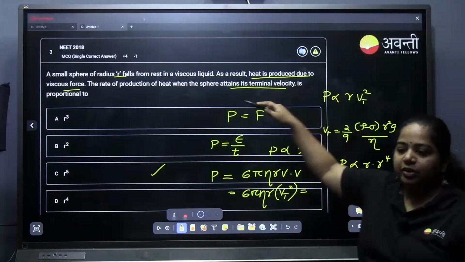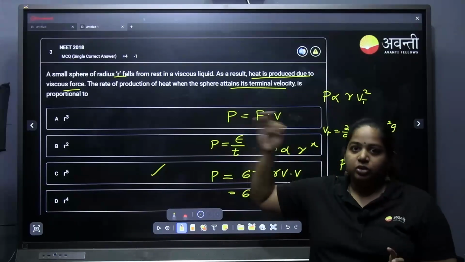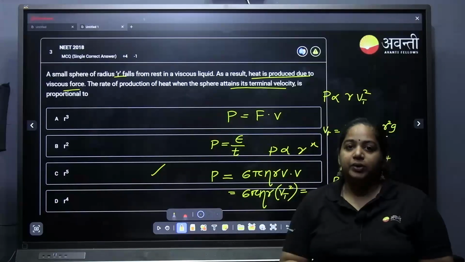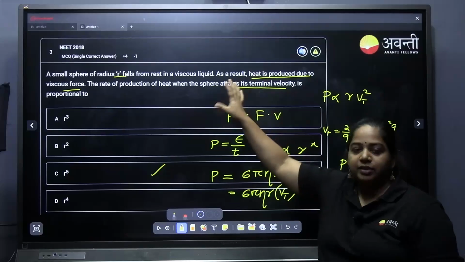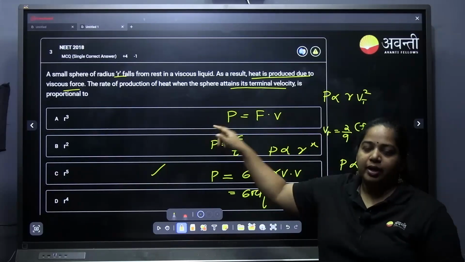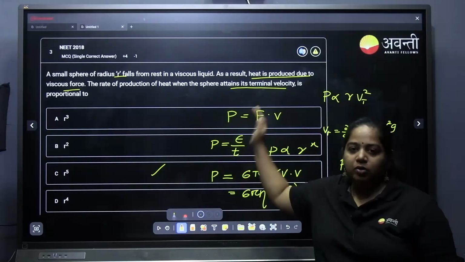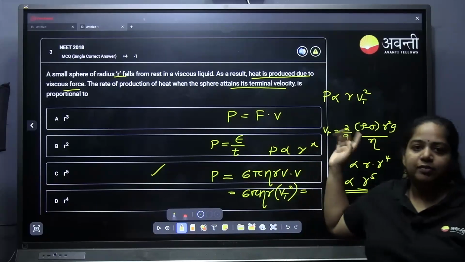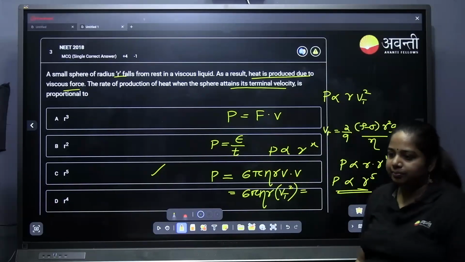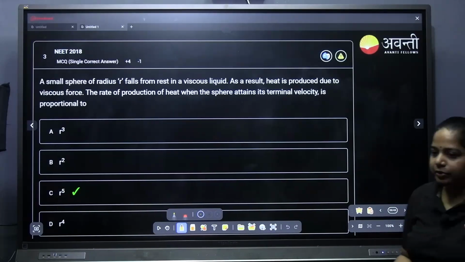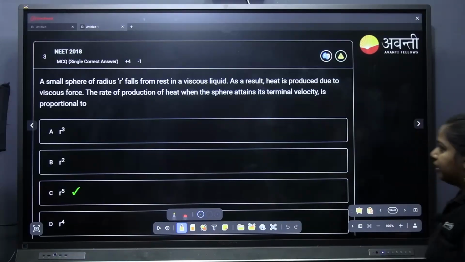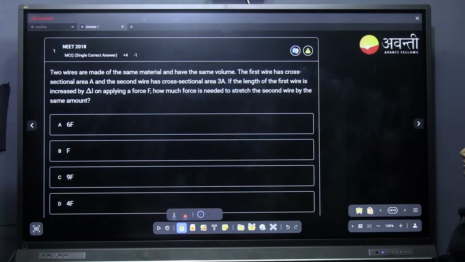Whenever we are talking about heat, it is an energy. So we need to connect to an equation with energy. From the force and velocity given in the question, we can find power. Power is energy by time. So that's how we can relate force and velocity to heat energy. I hope this is clear. Answer option C, r to the power 5. Moving to the next question.